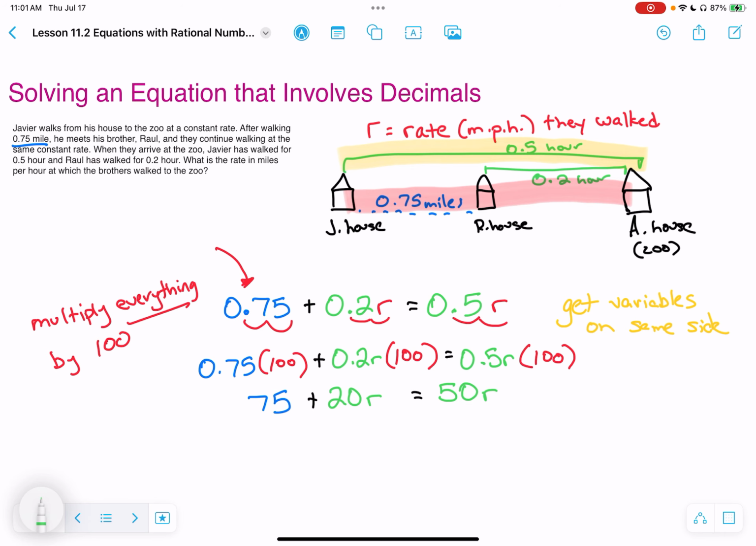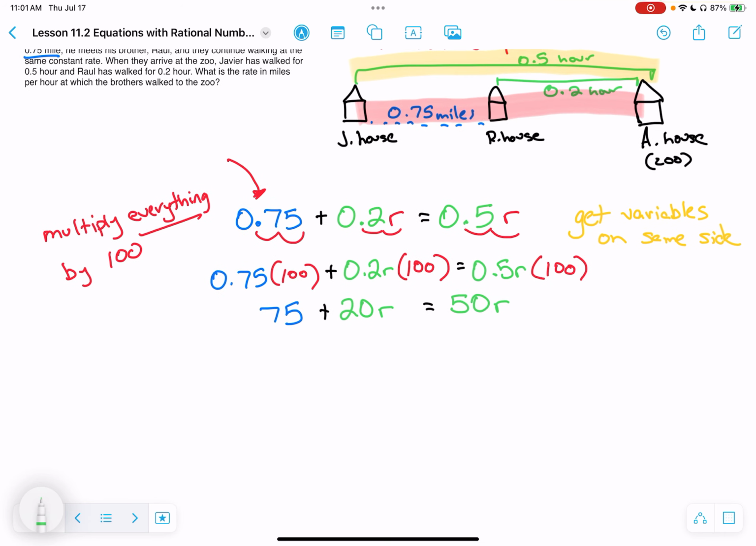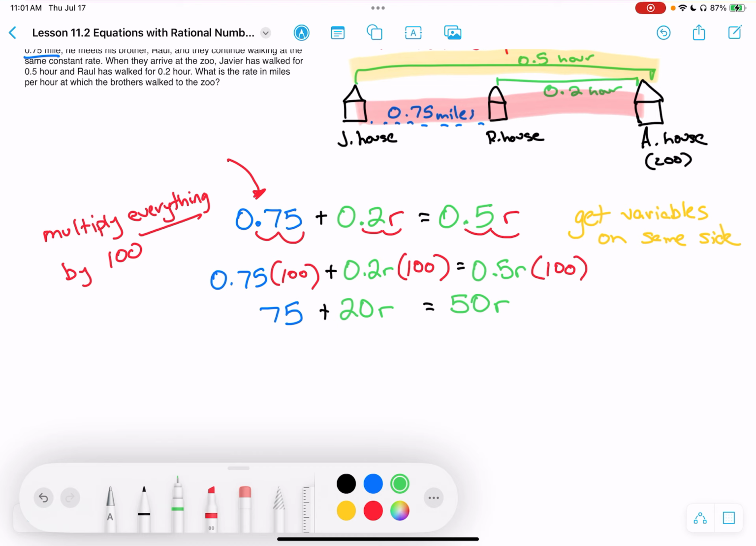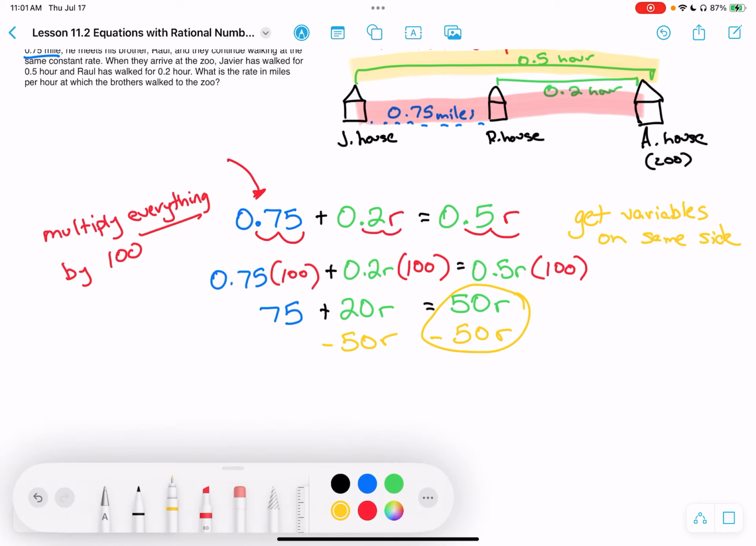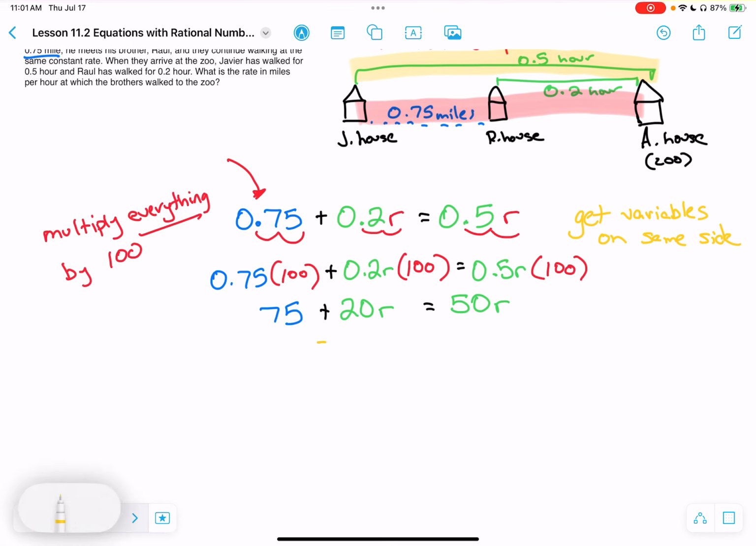Now we can get our variables on the same side. We can subtract 50r on both sides, but I don't recommend it for two reasons. Number one, if we subtracted 50r on both sides, we would end up with a negative. 20r minus 50r would give us negative 30r. And number two, we'd end up with 0 over on the right side. We'd have equals 0, which I don't love. It's not a problem. We can still solve it. I just don't love making the problem more challenging than I need to.